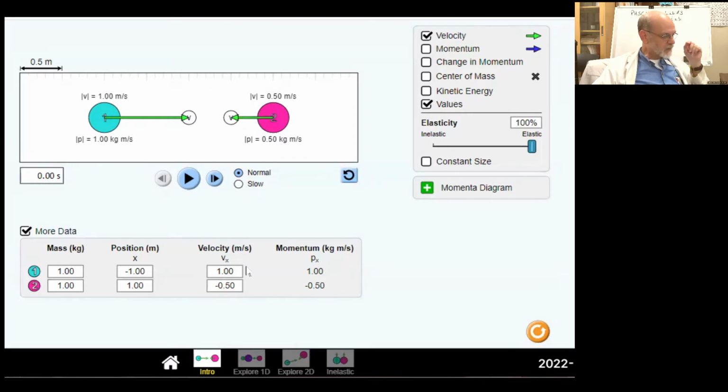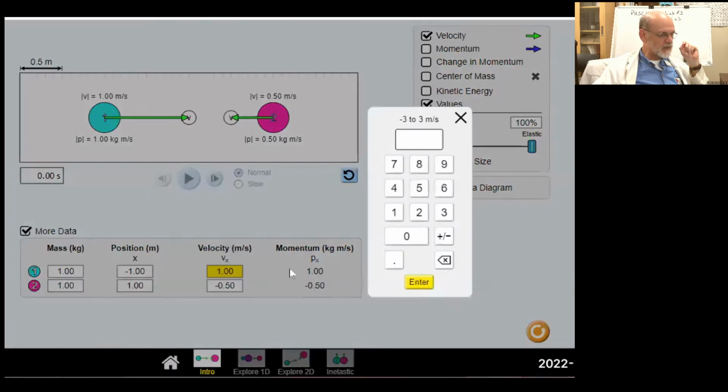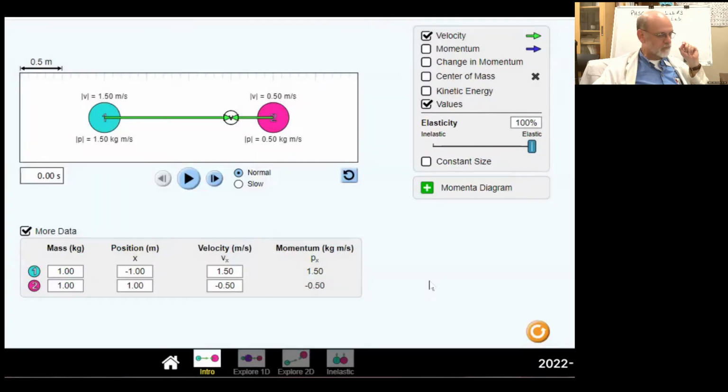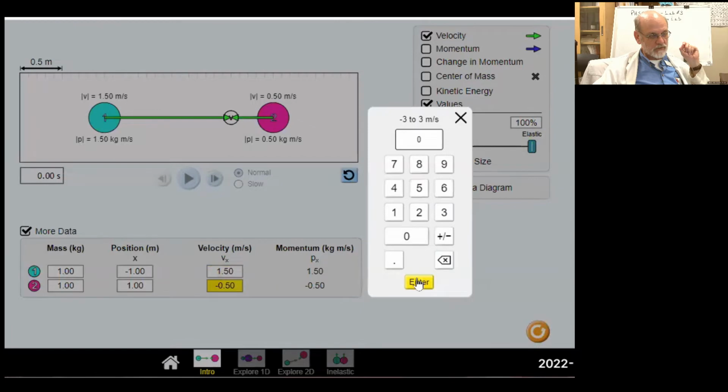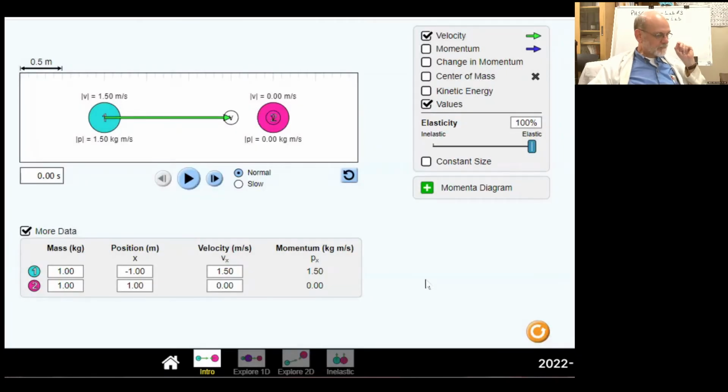The velocities, according to this first experiment: the velocity for 1 is going to be 1.5. So 1.5, enter. There you go. And then the velocity for number 2 is 0, so you just click 0 and enter. Now the P total, which is the total momentum, is the summation of these 2 values right here. 1.50 plus 0 is 1.50. So before collision in experiment 1, 1.50 is the total momentum.